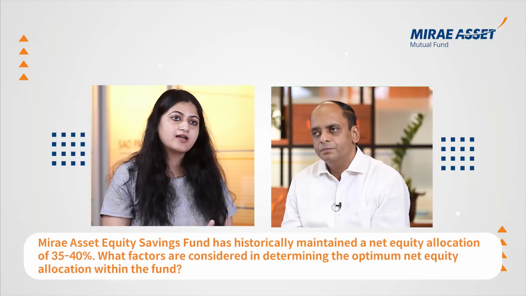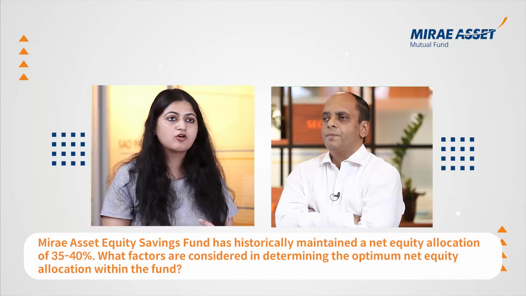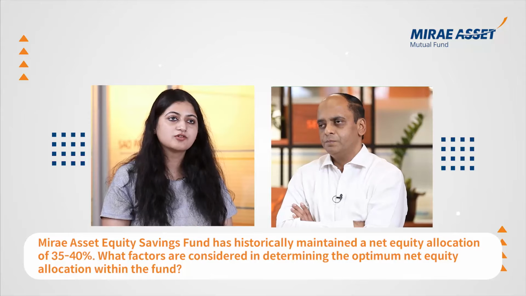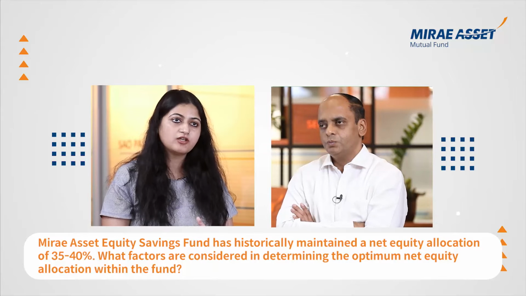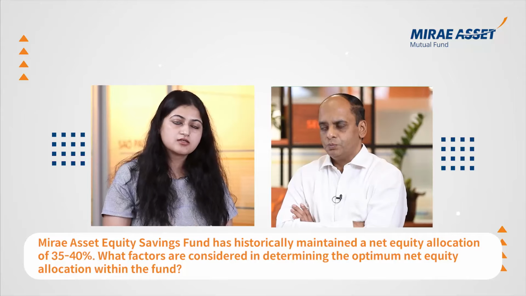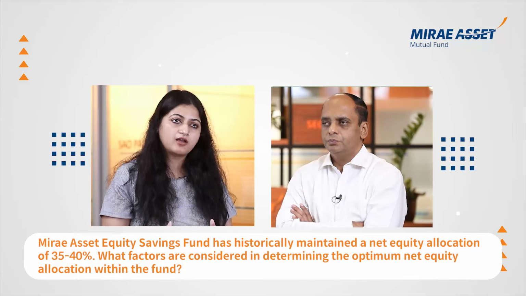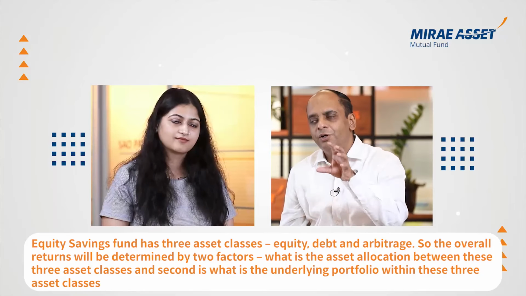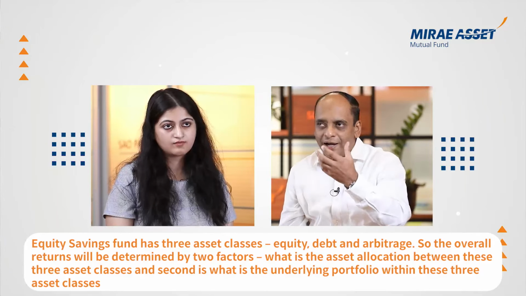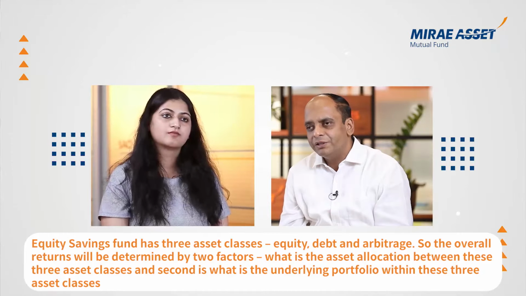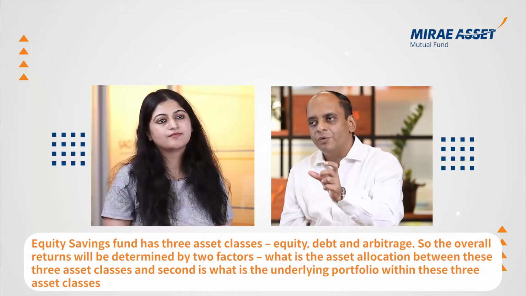So you talked about net equity allocation levels. Mera Asset Equity Savings Fund has historically, on a long-term average basis, maintained a net equity allocation of somewhere between 35% to 42%. So what factors are considered while maintaining this net equity allocation range or a particular level? Sure. The return of an equity savings fund will essentially be driven by two factors. One is how much you allocate to each asset class, and second, what you buy within each asset class. So coming to your question, how do we decide how much to allocate towards net equity?